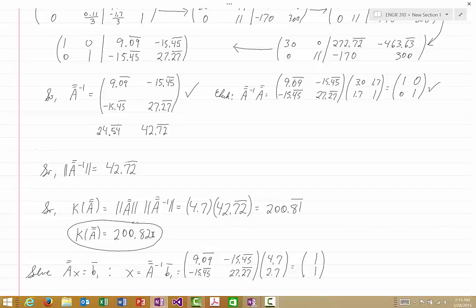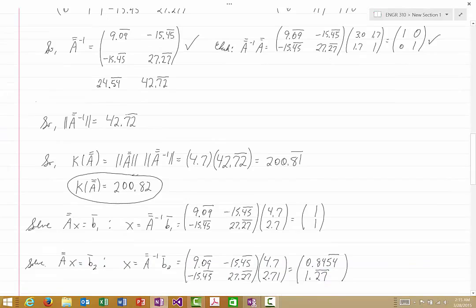Now this is a rather large condition number for such a small matrix. If A were maybe a 10 by 10 or 20 by 20 matrix, 200 would not be such a large condition number, but for a 2 by 2 matrix, 200 is a rather large condition number, and this will have some consequences, as we will now see.